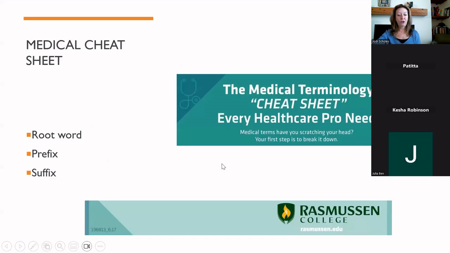We are going to start with a medical terminology cheat sheet. And I wanted to give a shout out. The cheat sheet concept started with Rasmussen College. They had a medical terminology cheat sheet, and I was like, oh, we need one of those.